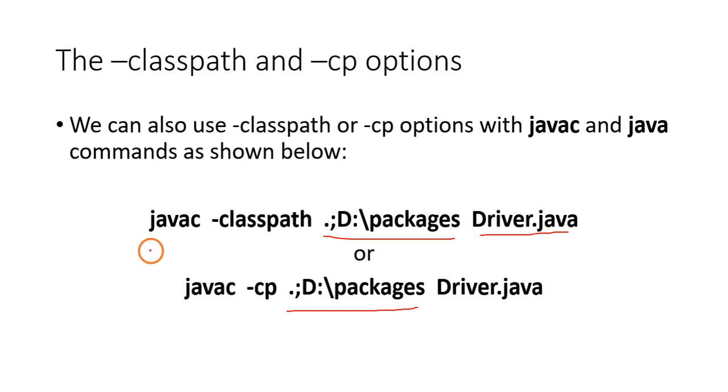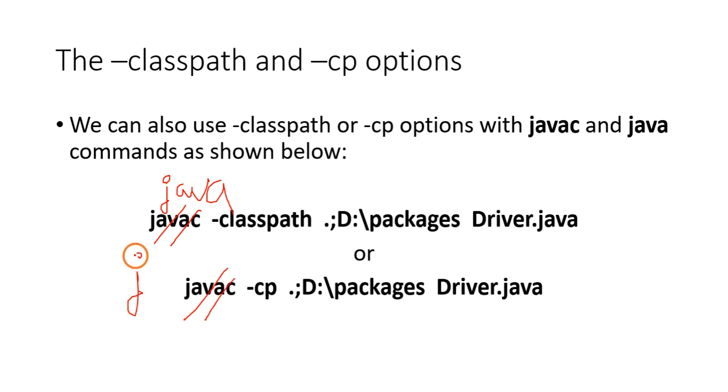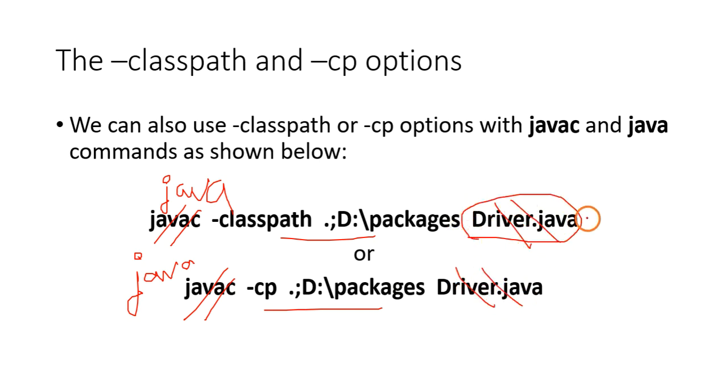Similarly for the java command, here you will write java. So this is also java, and the classpath and this thing will be the same for both the commands, and here cp and path. Here instead of driver.java you will write driver. I think you already know, right? You don't write .java when you are using the java command. You will write only the class name.